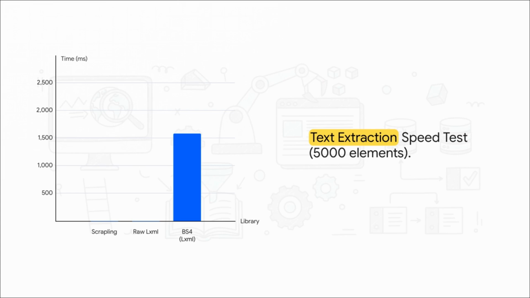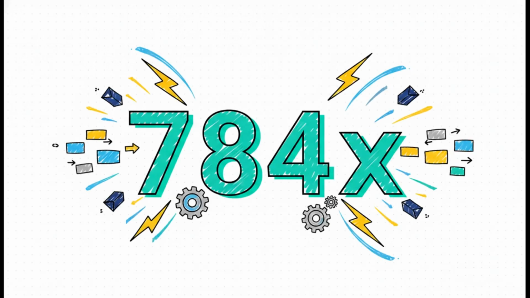But check out BeautifulSoup using LXML. It takes a massive 1,584.31 milliseconds. Just to put that into perspective, Scrapling's parser is roughly 784 times faster than BeautifulSoup for this kind of extraction. It's lightning-fast, memory-efficient, and it guarantees your operations won't get bogged down when every millisecond counts.